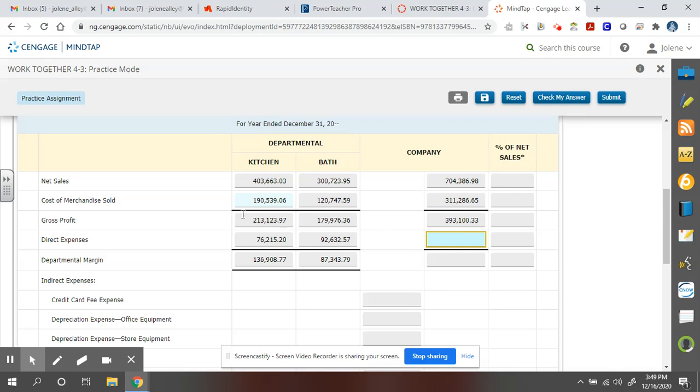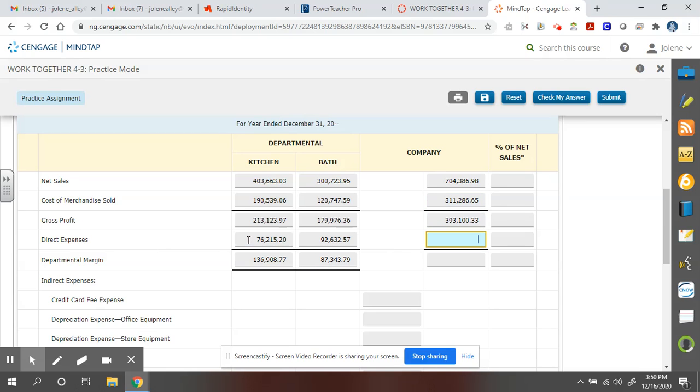Now here's the thing. I added that across. This gross profit, I added it across. I should be able to subtract. I'll take 704,386.98 minus this 311,286.65, and I got the same amount. So coming across here with my gross profit, I got the same as taking the 704, subtracting the 311.